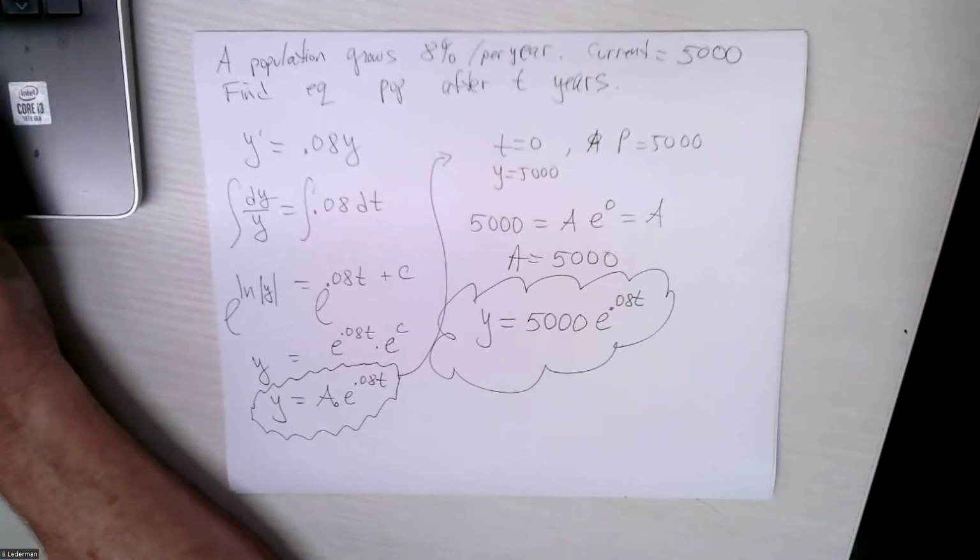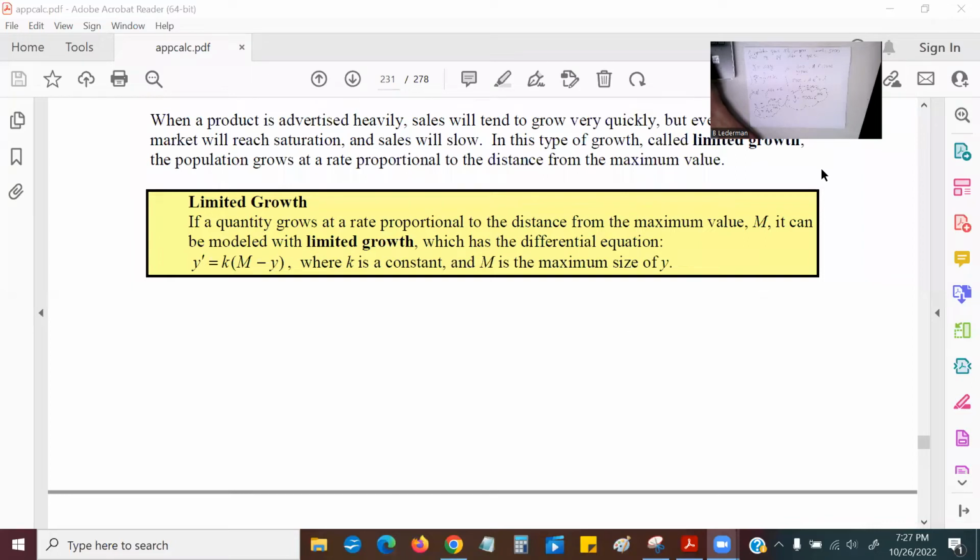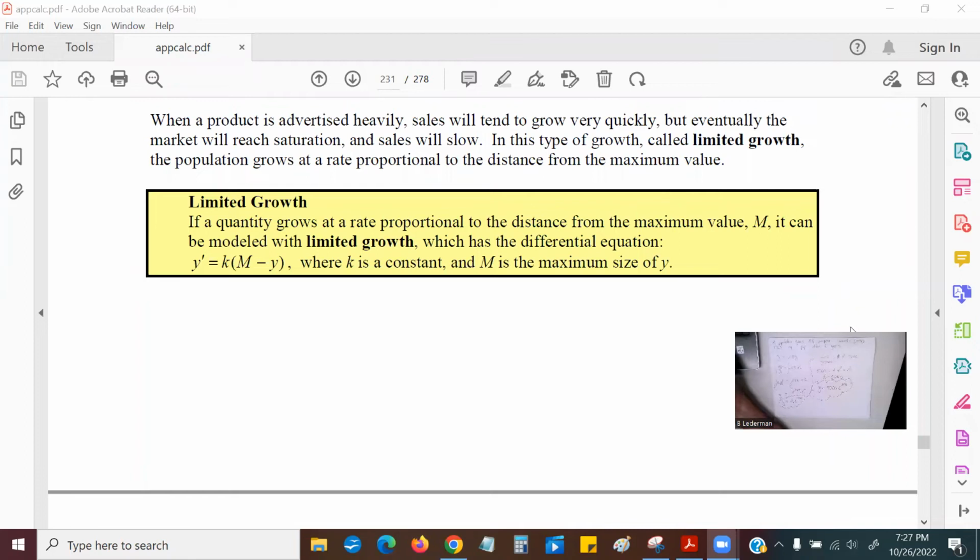What I'm going to do is share my screen just to show you the definition. Sometimes when a product is heavily advertised, the sales grow really fast, but then they start to dwindle down. You see that especially with fads and toys. They become a big toy, and then they kind of dwindle down. You see it with movies.